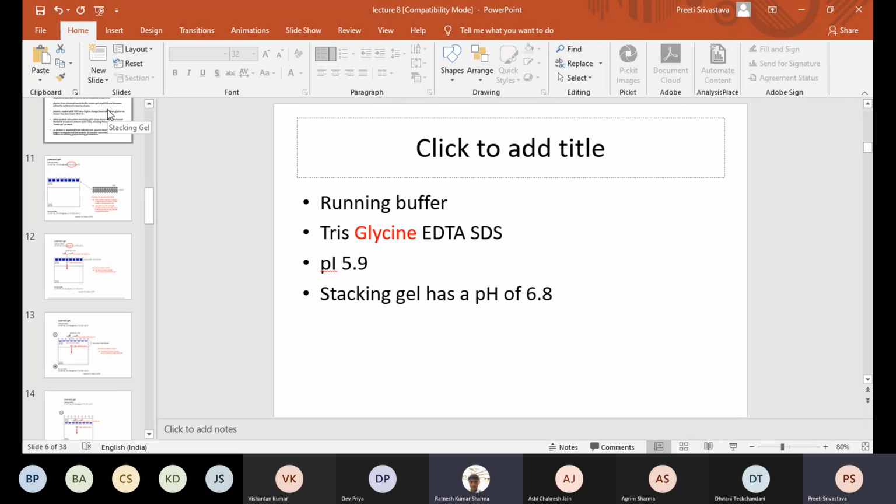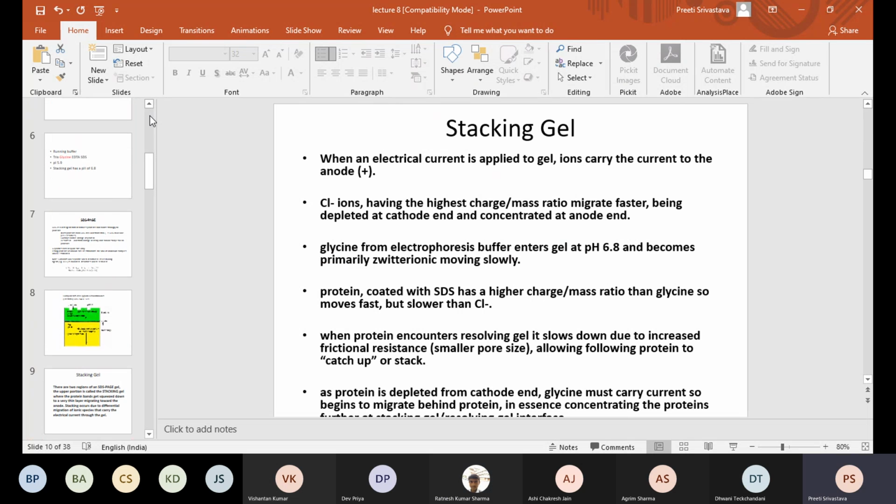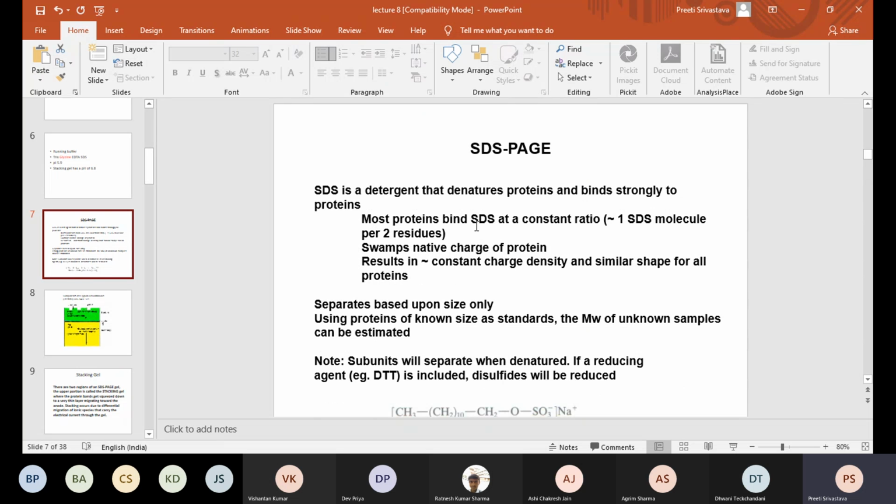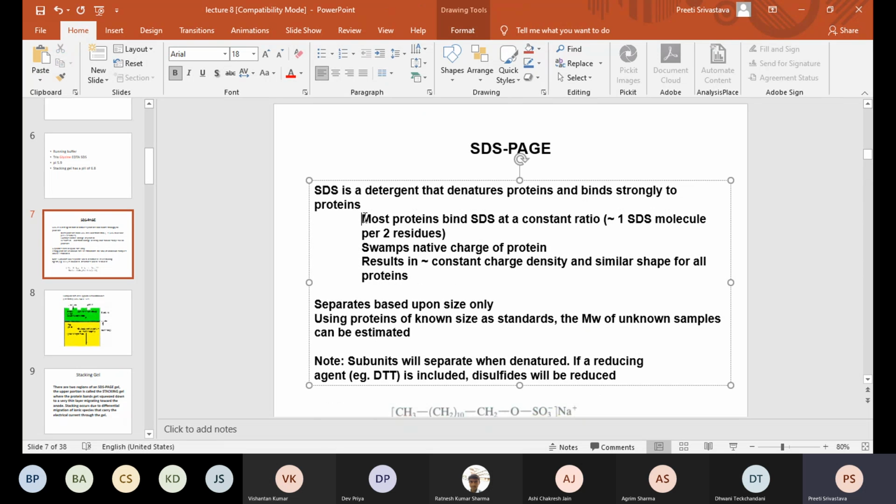No. So that is why it has already been demonstrated that most proteins bind SDS at a constant ratio, 1 SDS molecule per 2 amino acids. So it actually swamps the native charge of the protein, in the sense that it completely coats the protein with uniformly negative charge.